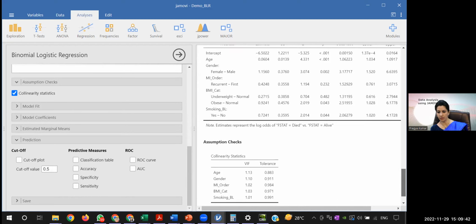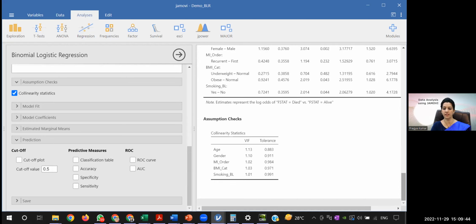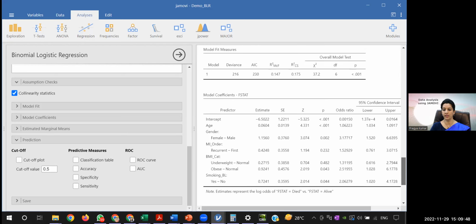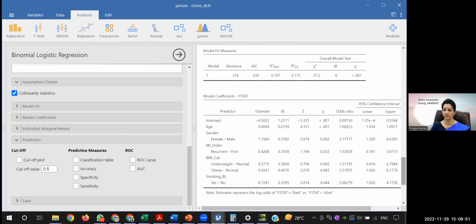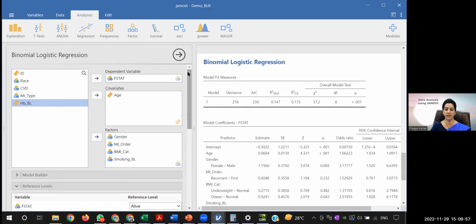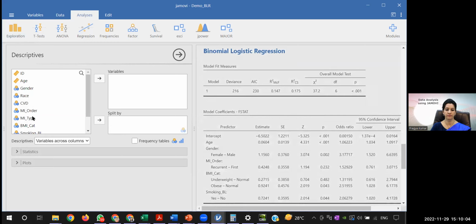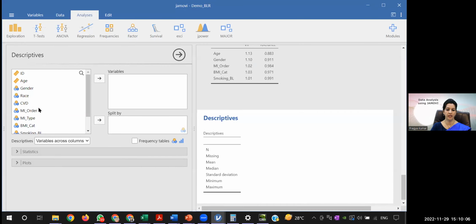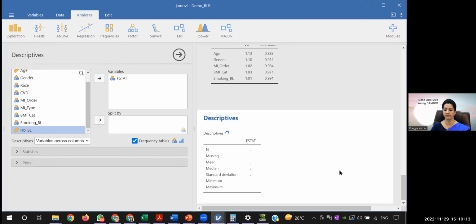So that null model, Jamovi doesn't tell you the null model actually. It only gives the overall model. That was since we have included that from the write-up. So if you see the descriptive of FSTAT, you have to go to the descriptive, enter the FSTAT and make a frequency table.